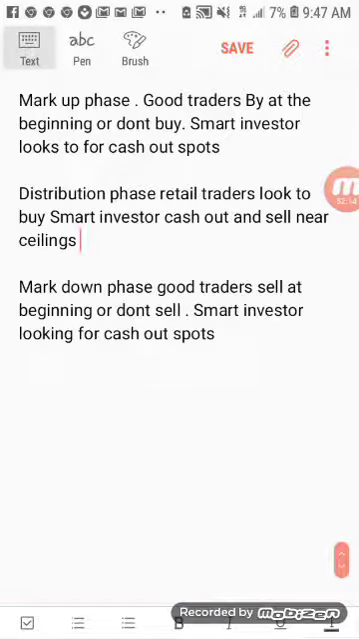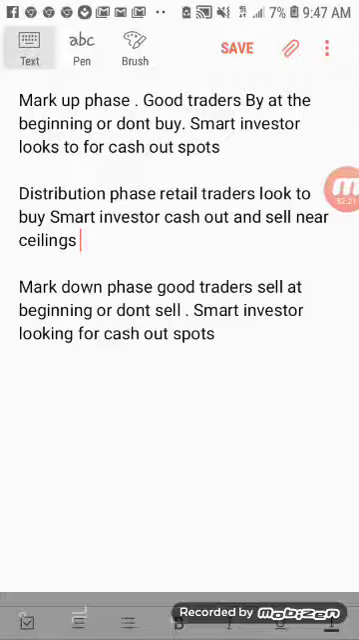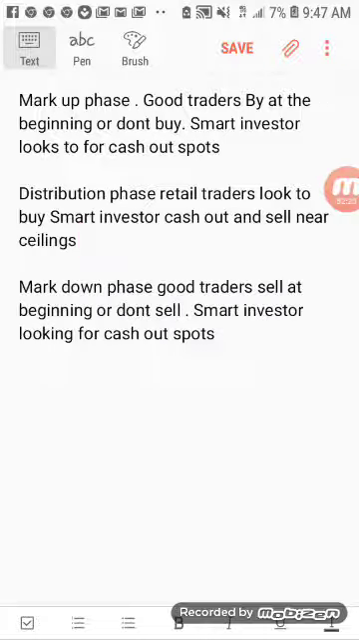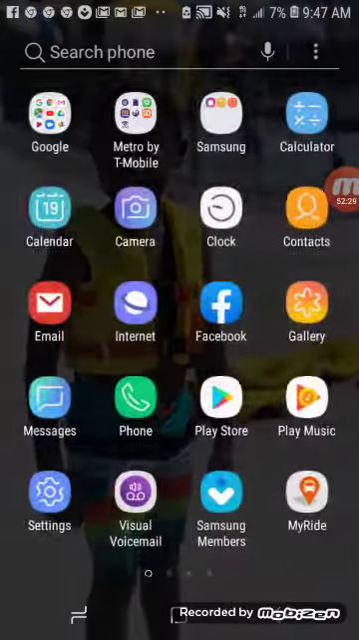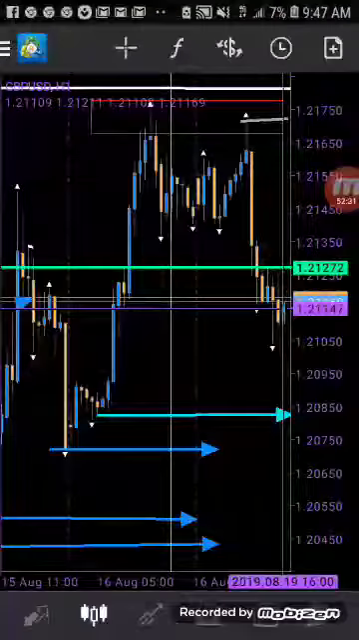Markdown phase: good traders sell at the beginning or don't sell at all. Smart investors are looking for cash out spots. So the distribution phase is where retail traders are buying. That's why they lose money. Smart investors cash out and sell near ceilings. So that's what I just said.